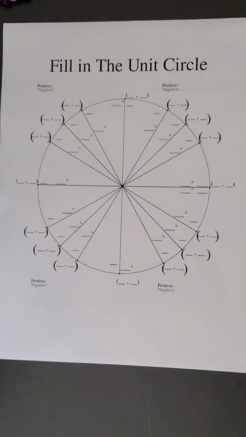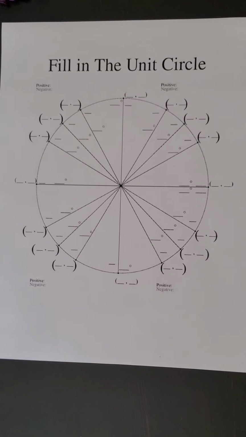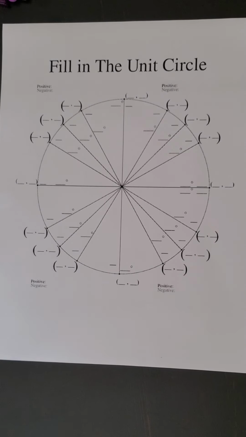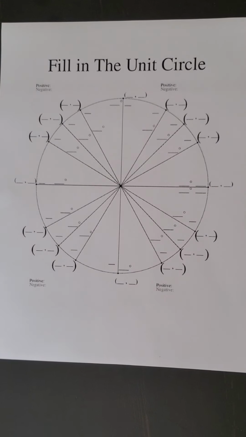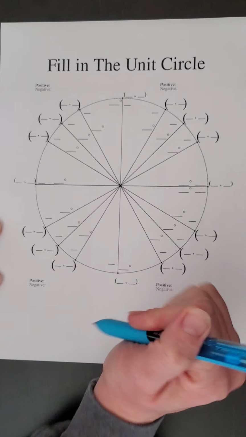All right, guys, here is our fill in the unit circle. And so what I want to talk about first is the basics of the unit circle. On the unit circle, there are two increments. There are 30, 60, 90 increments, and there are 45, 45, 90 increments. So first thing we're going to do is talk about these ones right here, which are the degrees.